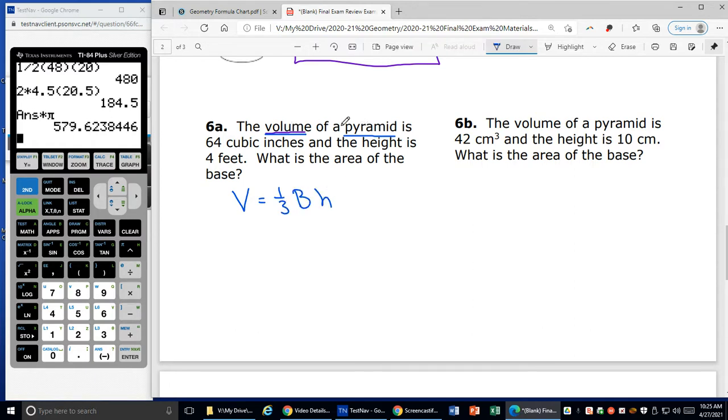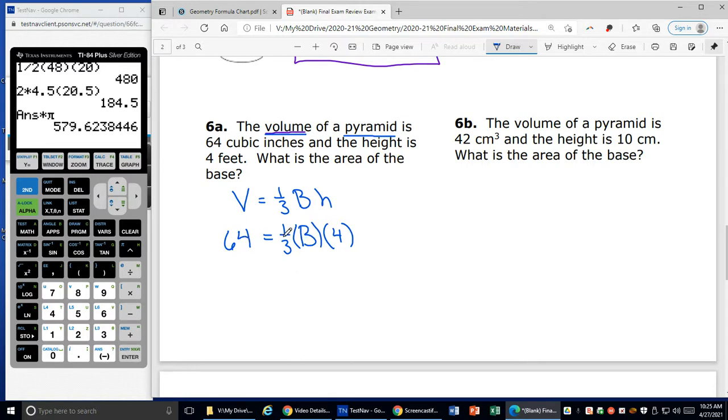Now they've given me the volume. They told me my volume is 64 cubic inches. That's 1/3 the area of the base. That's what I'm trying to find. I'm trying to find capital B. Oops, I put 1/2. 1/3 the area of the base times the height. The height is 4 feet. Okay, so when I look at this, 64 equals 1/3 capital B times 4. I'm trying to figure out what this capital B is.